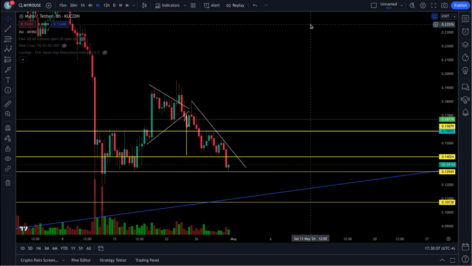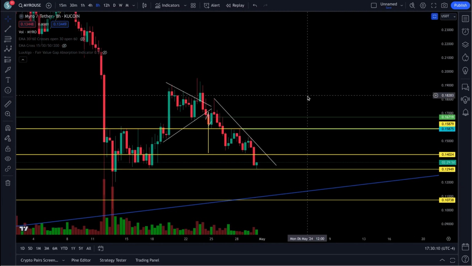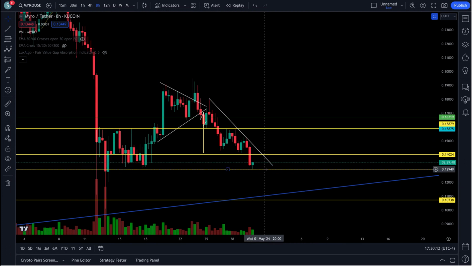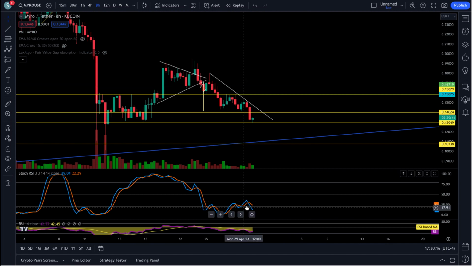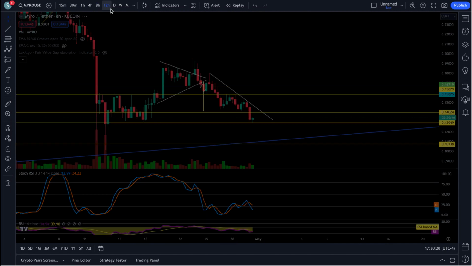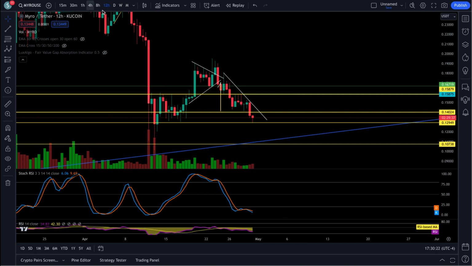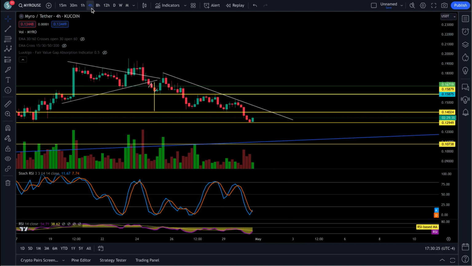I'm suspecting these RSIs, I have not looked at them ahead of time, I'm suspecting they're at the bottom here. We're getting a nice 8 hour bounce. The 8 is actually rolling over here. Alright, that thing should be turning back up. The 12 is right on the floor. The 4 hour is turning up. Beautiful. Alright, should be getting a bounce out of here.